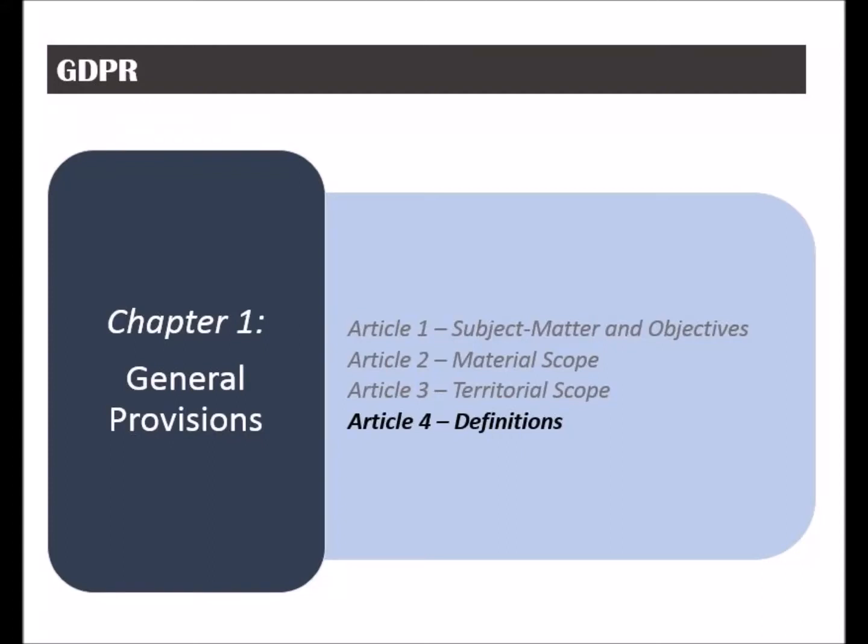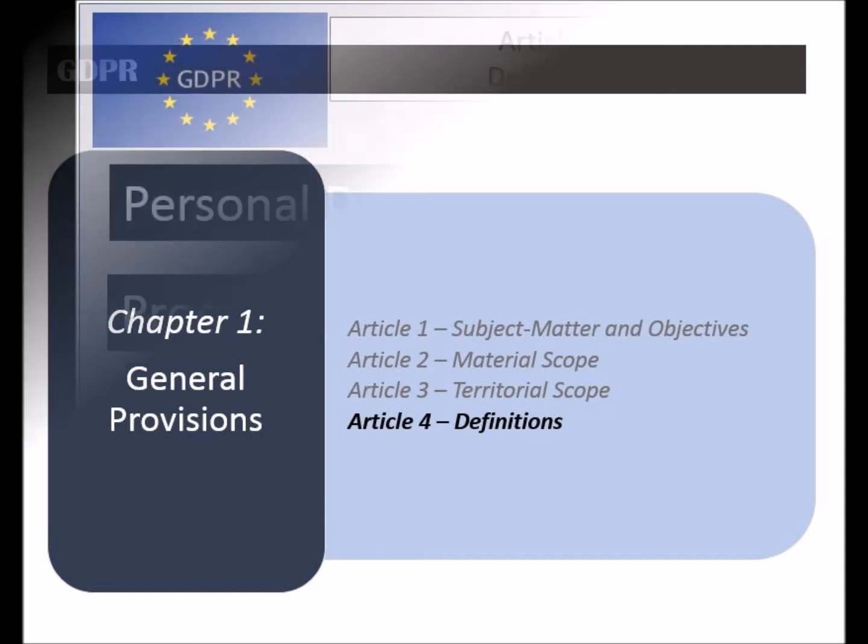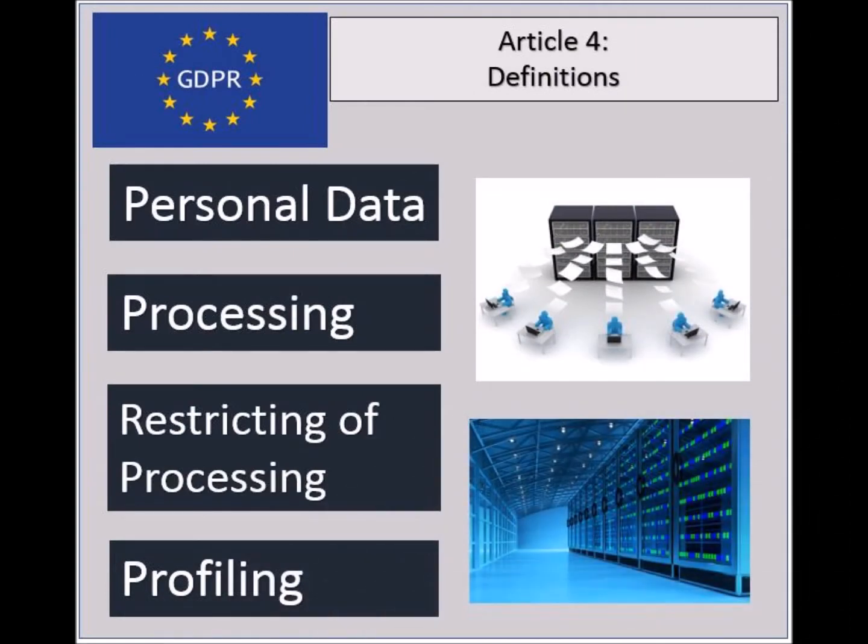The first chapter, called General Provisions, has 4 articles, and the 4th article is called Definitions. It defines and clarifies the terms that will be used in this regulation, which is important to understand under the right context. Personal data is the information that relates to a natural person that can be identified by name, location, physical state, among other characteristics.